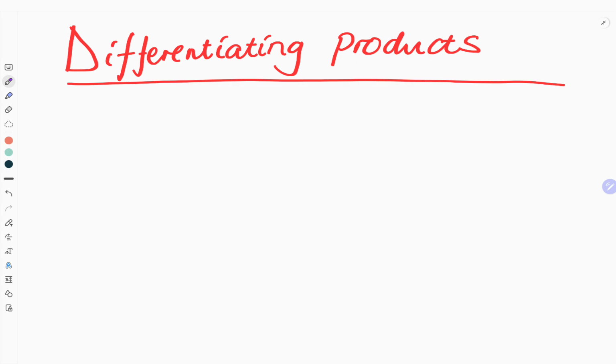So in this lesson, I'm going to show you how to differentiate products. If you're given y is equal to u times v, where u is a function of x, it can be a polynomial or a quadratic or whatever, and v is also a function of x. So these two are multiplying together to give u times v.